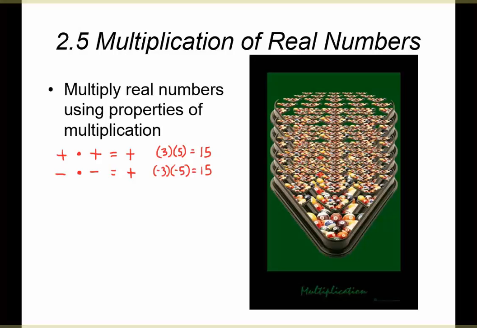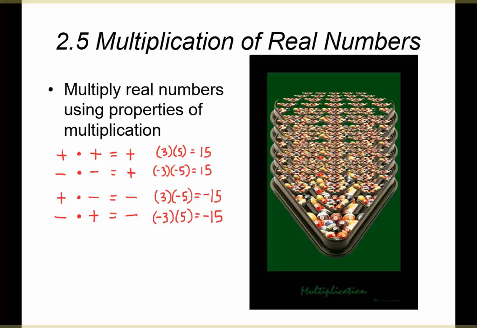And then we have our mixes. So a positive times a negative produces a negative. So if we had a positive 3 times a negative 5, that would give us a negative 15. And we could also switch that around. If we had a negative first times a positive, that would also produce a negative. So if we began with the negative 3 and multiplied it by the positive 5, we'd still end up with a negative number.